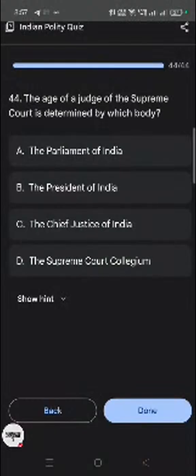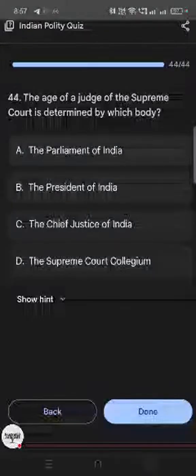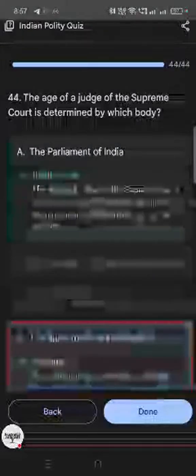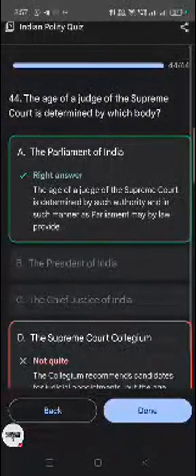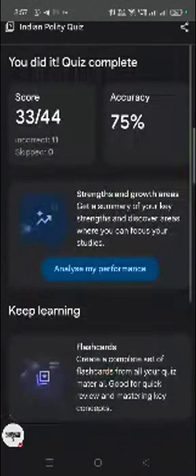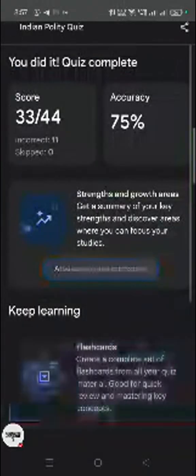The age of a judge of the Supreme Court is determined by which body? It is not the collegium system; Parliament decides. The age of a judge of the Supreme Court is determined by such authority and in such manner as Parliament may by law provide.